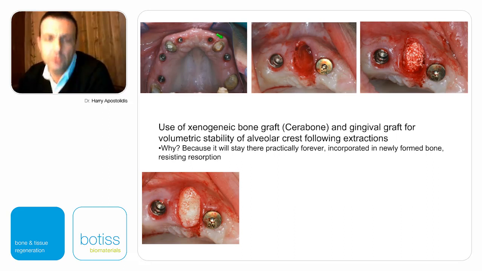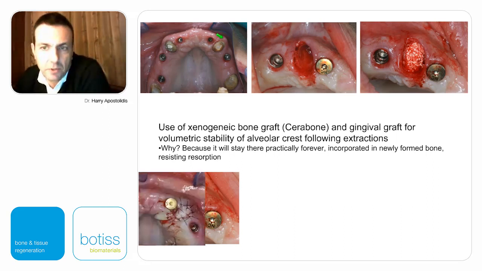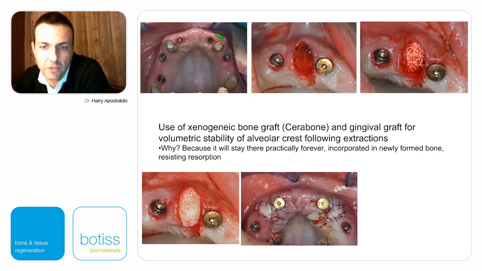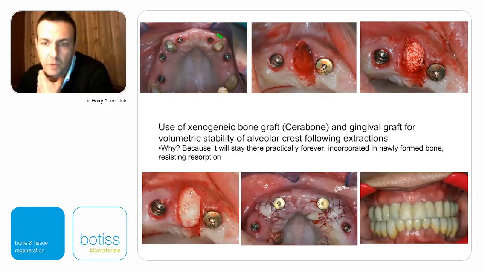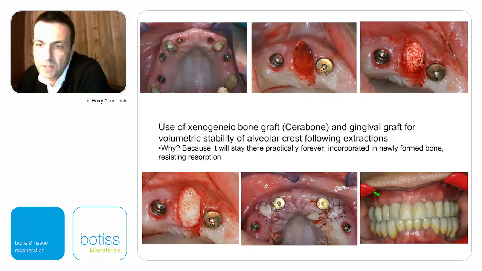So here we also used a couple of free gingival grafts from the palate to close the hole of the socket. And then the final result, we have it here. You see the canine eminence after the prosthesis is placed. It will stay there forever because we have a material that stays there forever.